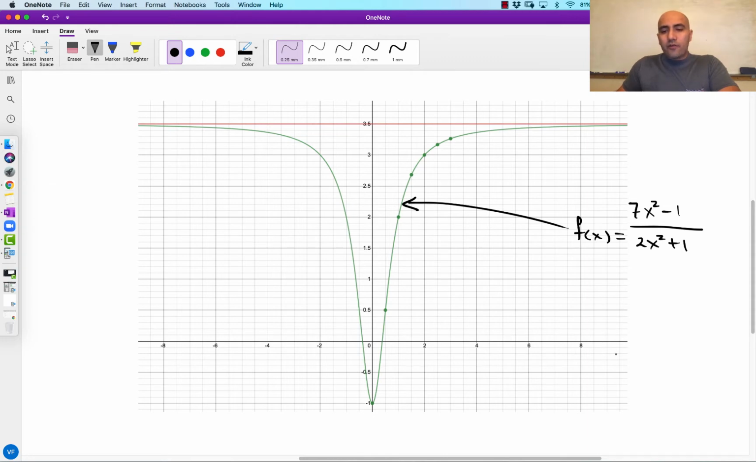But the farther we go in this direction, and here's the x-axis, the closer our function gets to the line y equals 3.5, which is really 7 over 2 or 3.5. So the notation we want to adopt is to say that the limit as x goes toward infinity of this function is equal to 3.5. Okay, so that's going in this direction.